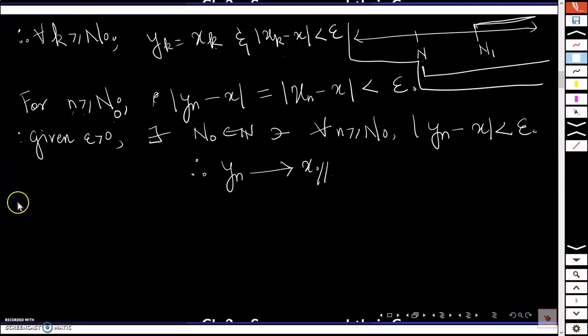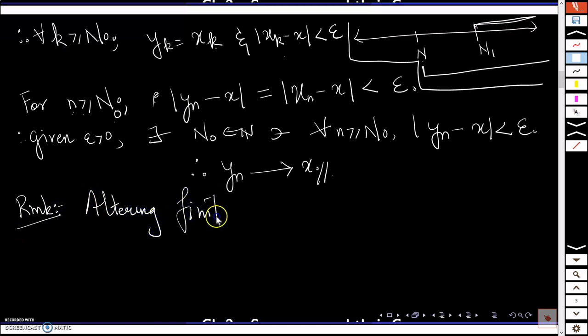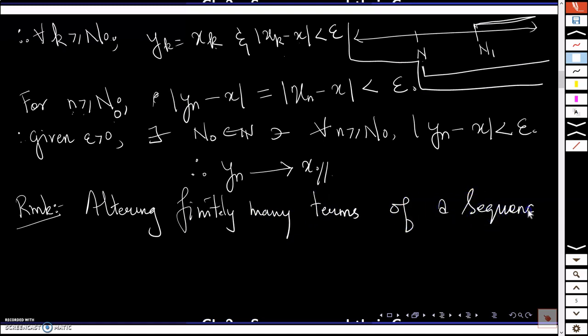I will put it as a remark. Altering finitely many terms of a sequence does not change the convergence of the sequence, does not affect the convergence of that sequence.